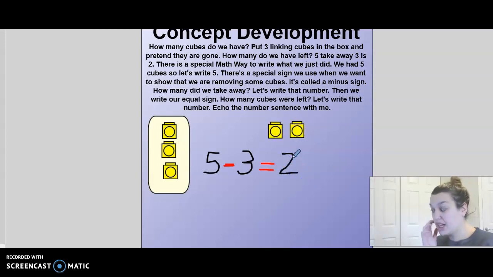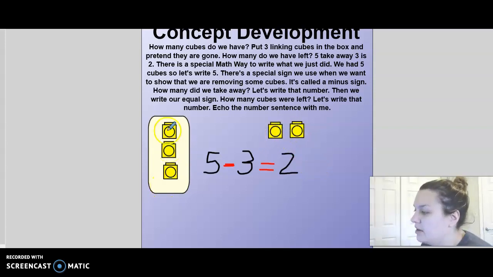So let's check our work, and let's use our hands. So we have 5. We took away 3. 1, 2, 3. And we have 1, 2 left. Okay? So 5 minus 3 equals 2.